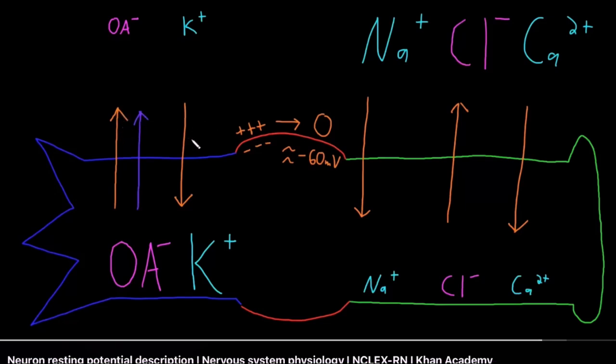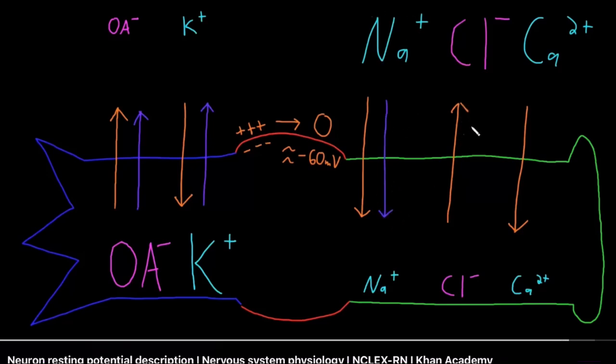Now potassium's a little confused. Its electrical force is trying to drive it into the neuron, but it has a higher concentration inside the neuron, so its diffusion force is actually trying to drive it out of the neuron. Sodium has matched electrical and diffusion forces because it has a higher concentration outside the neuron than inside.